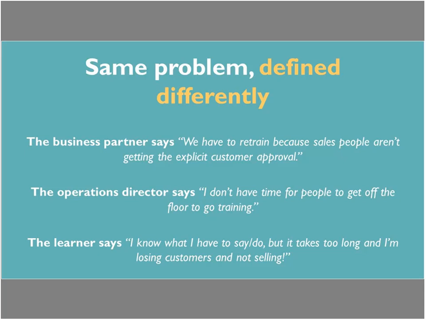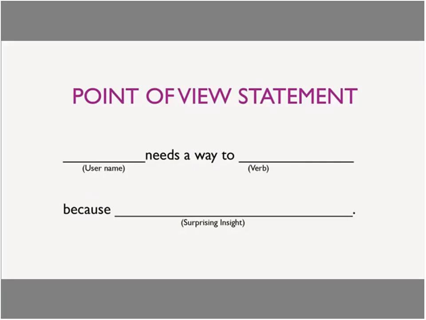And if we use a point of view statement, which looks something like this, it's going to help you reframe the problem, one, from the learner's perspective. So the user name is really your learner. So your learner needs it. So in this case, it would be, say, the salespeople. The salespeople need a way to do something. And if we think about what they need to do, they need to capture explicit customer approval. But then we tag that with because, right?